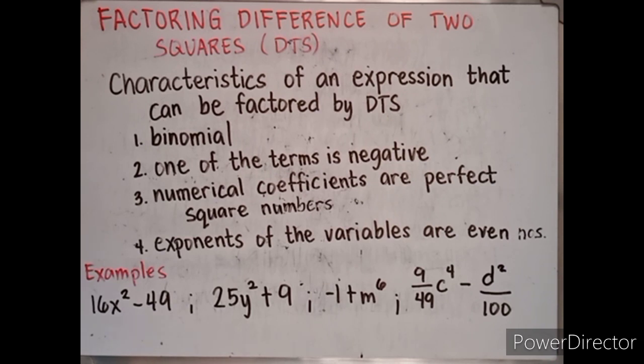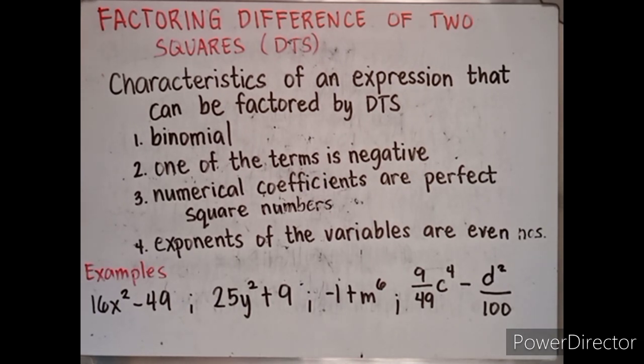So yung apat na characteristics na yan dapat masatisfy. So kung kulang ng isa dyan, therefore it's not factorable by DTS. Okay, so for number 1, it should be a binomial. So, dapat dalawang terms lang. And number 2, one of the terms is negative. Yung isa negative, yung isa positive, bale. Number 3, numerical coefficients are perfect square numbers. And number 4, exponents of the variables are even numbers.